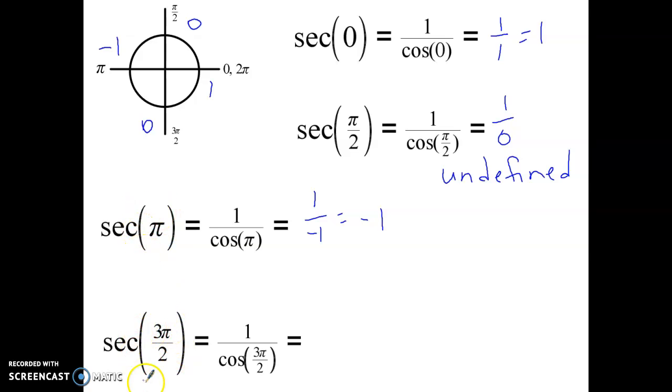All right, and let's move around to 3 pi over 2. So just like at pi over 2, it's going to be a value of 0 for cosine, and 1 over 0 is undefined. Okay, that gives me something that's undefined. So again, I'm going to have a graphical feature at pi over 2 and also 3 pi over 2 that tells me that the graph of secant does not exist at those particular points.